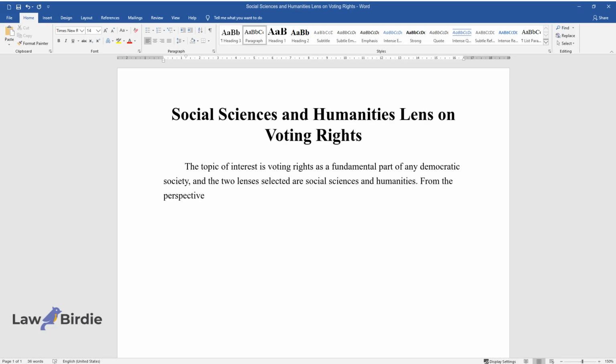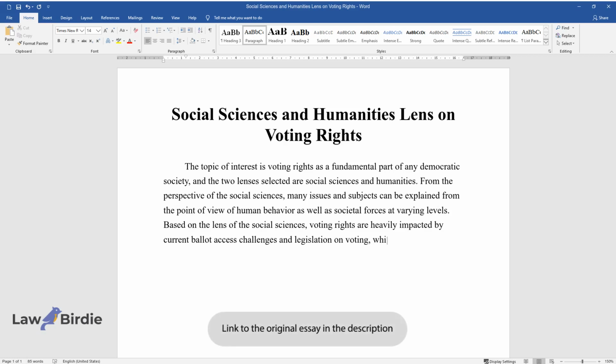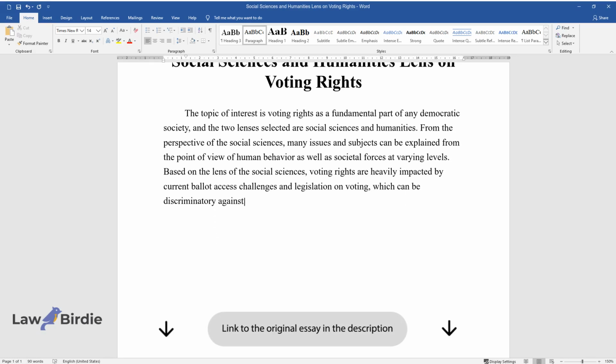From the perspective of the social sciences, many issues and subjects can be explained from the point of view of human behavior as well as societal forces at varying levels. Based on the lens of the social sciences, voting rights are heavily impacted by current ballot access challenges and legislation on voting, which can be discriminatory against specific social groups.